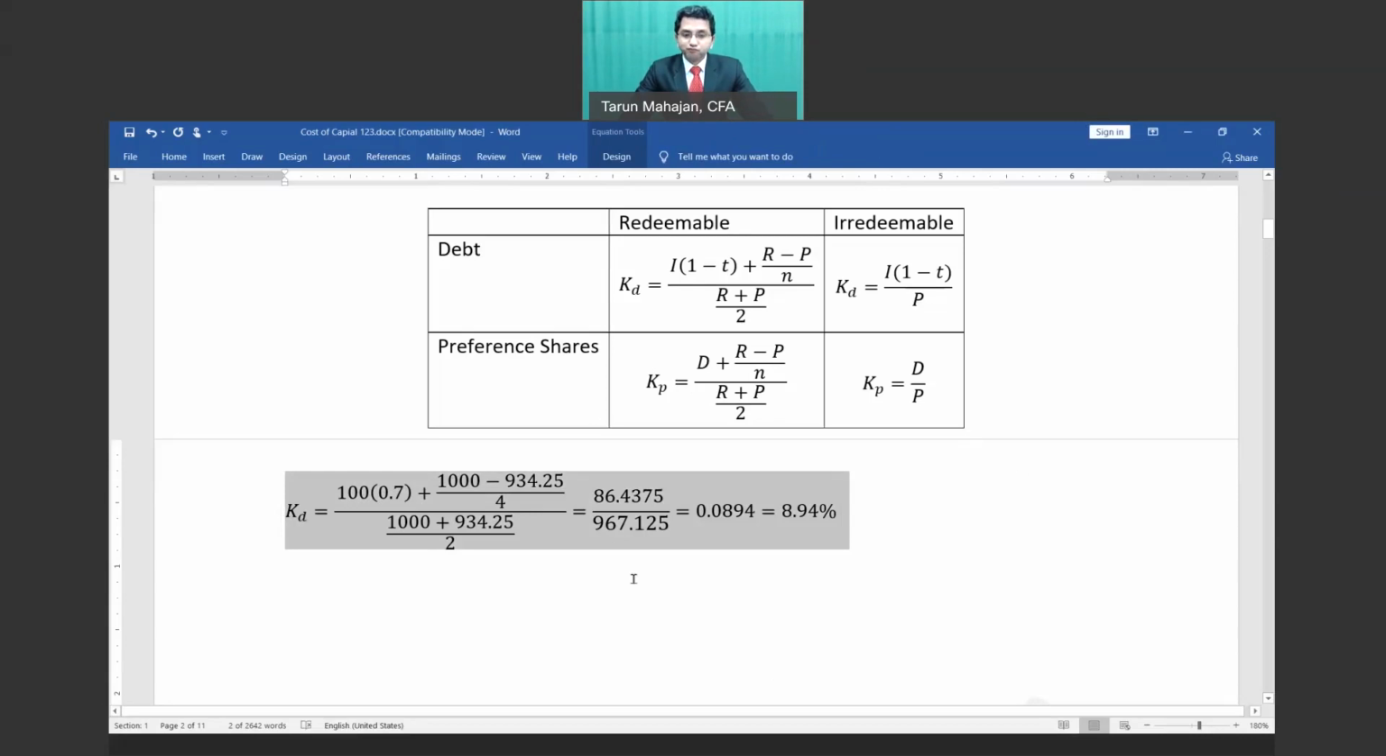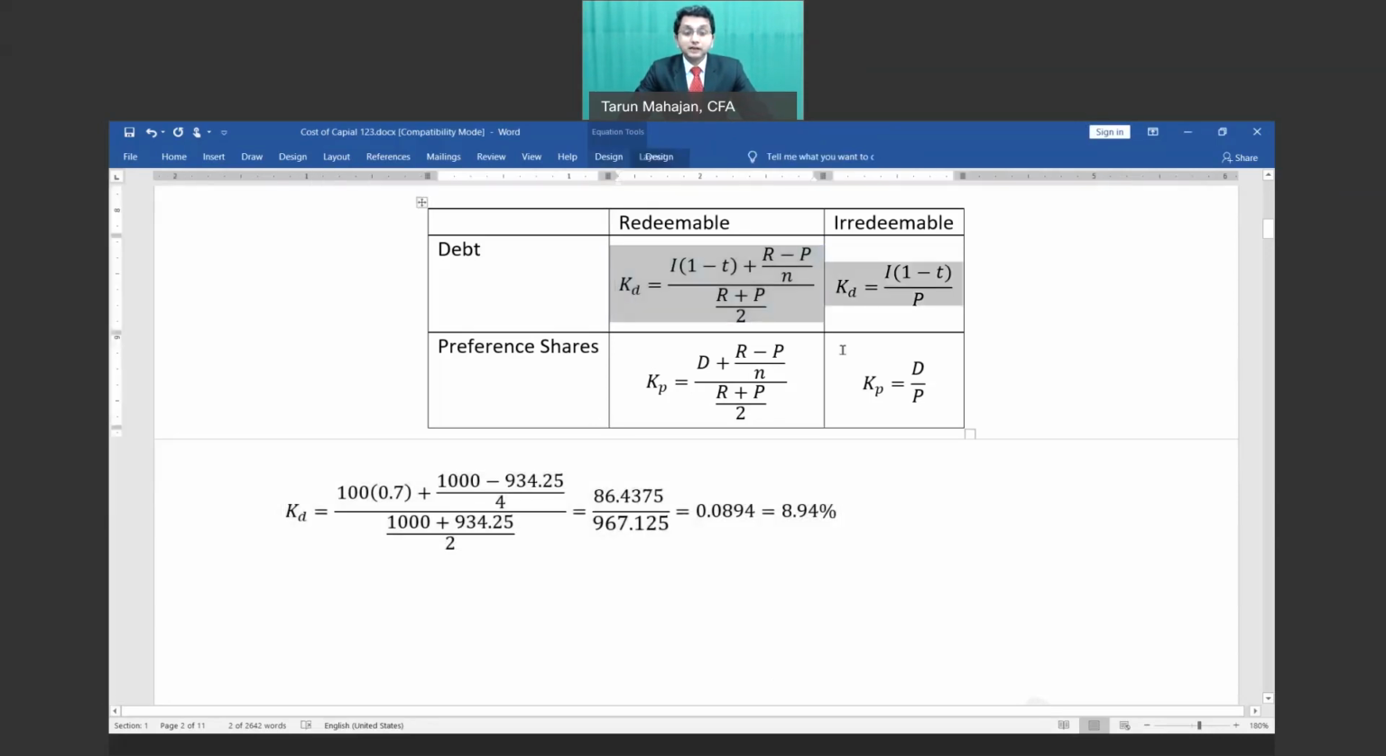Look at it now. So this is the formula for cost of redeemable debt. If it is irredeemable debt, perpetual in nature, then N will become infinite. The number of years will be infinite. And there is no use of R, that is the redemption price. So R and N should be eliminated from the formula, and only I, T and P will remain in the formula. And the formula will become Kd is equal to I into 1 minus T divided by P.